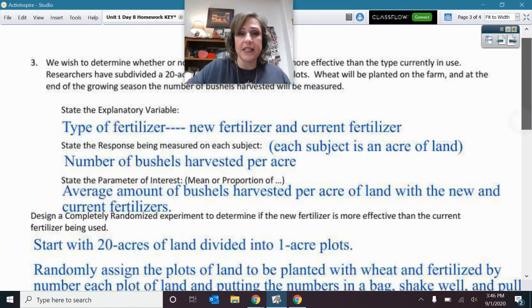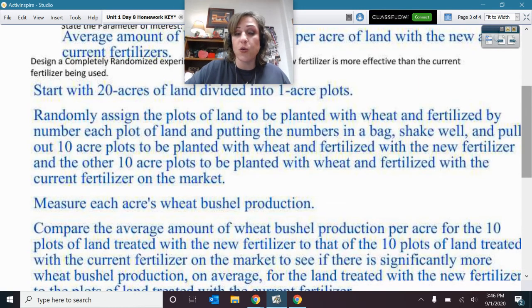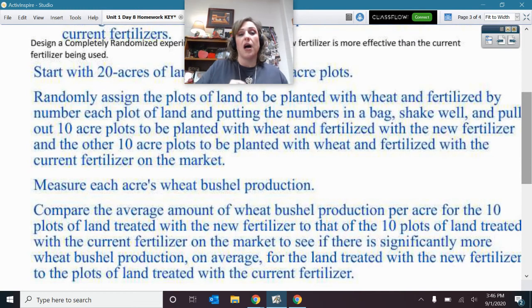All right, so let's wrap me cap this thing. Here we go. Start with the 20 acres of land divided into 1 acre plots. All right, so randomly assign the plots. Here's my three. I have to have three things here. Randomly assign the plots of land to be planted with wheat and fertilized by numbering each plot of land.